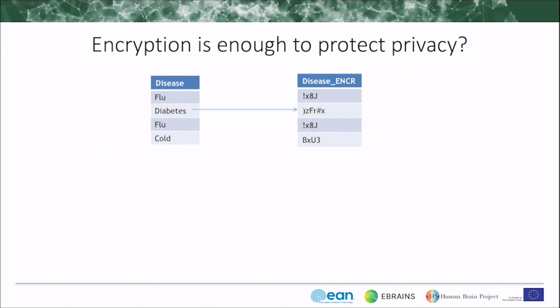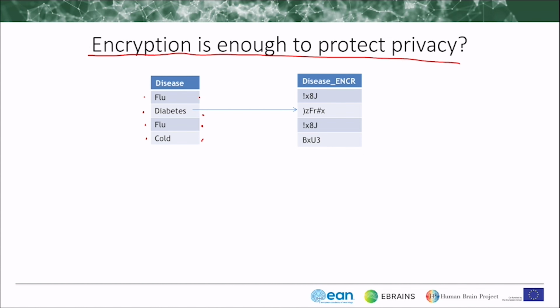So the first question that we need to answer is: is encryption enough to protect privacy? If I encrypt my data, is this enough to protect the privacy of my sensitive data? Consider this example where we have the disease table with information about the possible diseases recorded in my medical data.